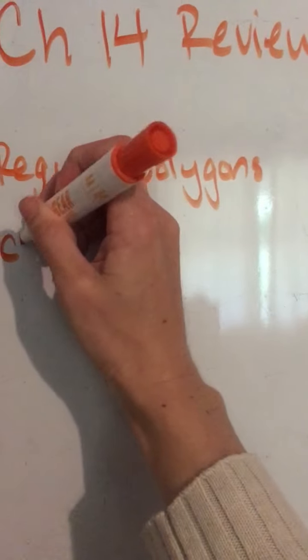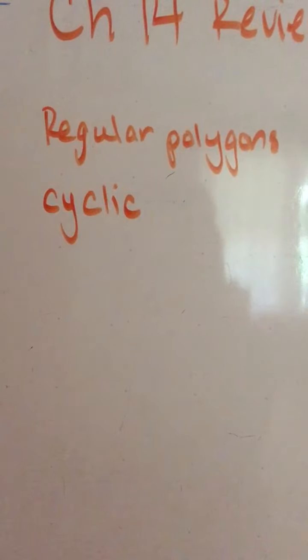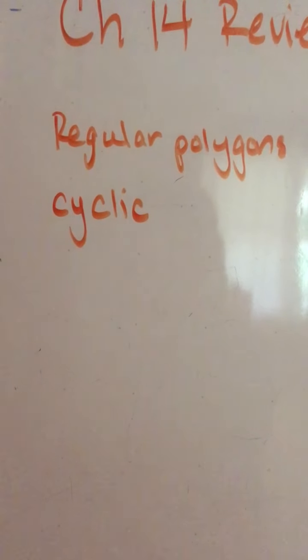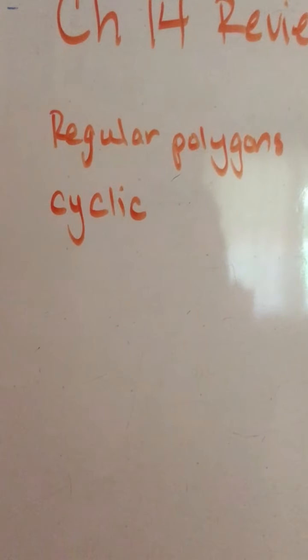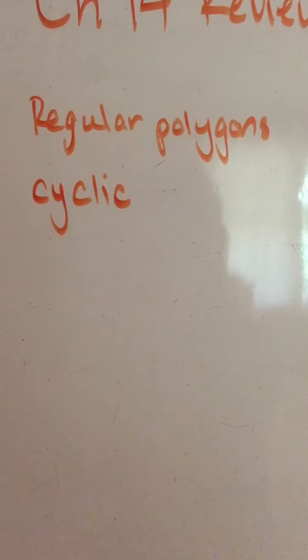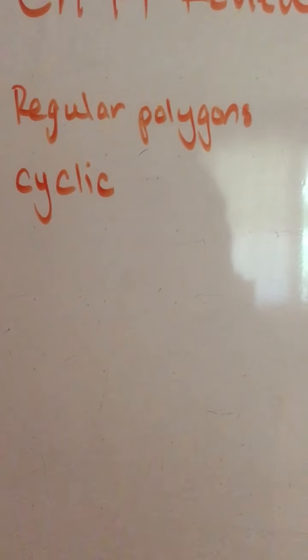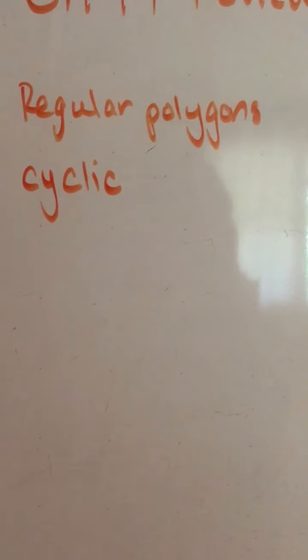You need to remember that all regular polygons are cyclic. Think back to Chapter 13. This means that all of the vertices of the polygon are going to be inscribed on a circle. So you can draw a circle and circumscribe that polygon, and all of the vertices of the polygon are going to be inscribed on the circle. So that's most of what we need to know about polygons.